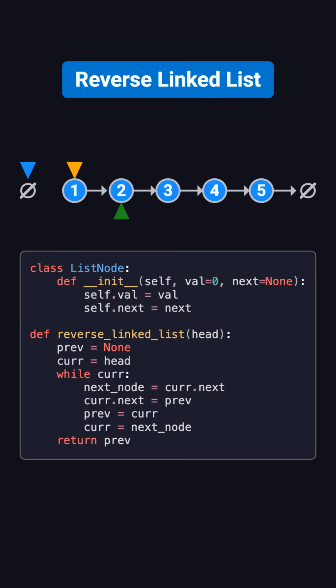In each step, we redirect current.next to point back to prev, then move prev forward to current and move current to the next node. Repeat this until we reach the end of the list and the list is fully reversed. Each node is visited once, so the time complexity is O(n). This is a great example showing that the number of operations scales directly with the number of nodes.